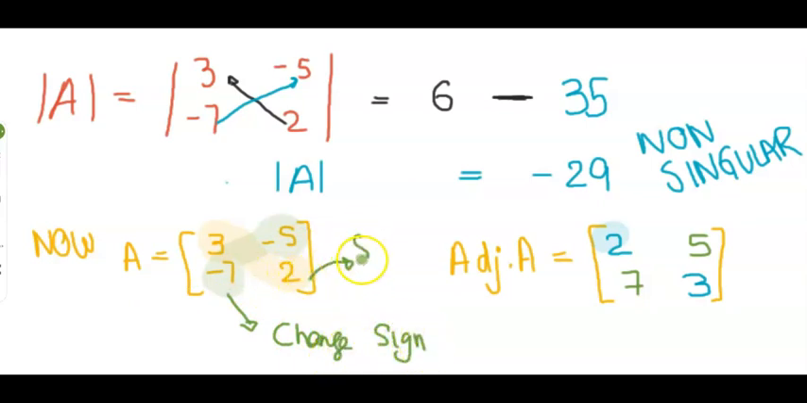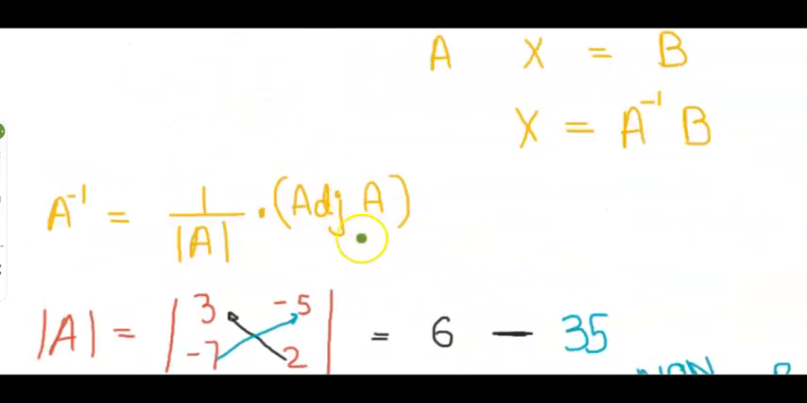These ones swap. Happy with that? Now that gives you the adjoint of A. So we got that one. Now, once we got this bit, we need to go back and put in this formula.